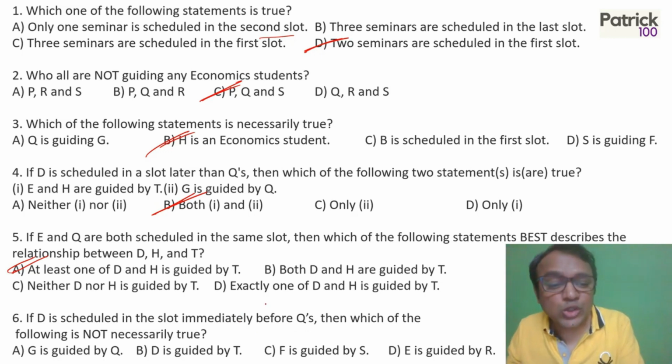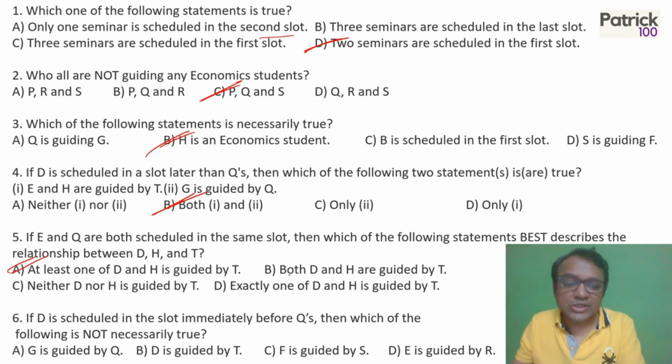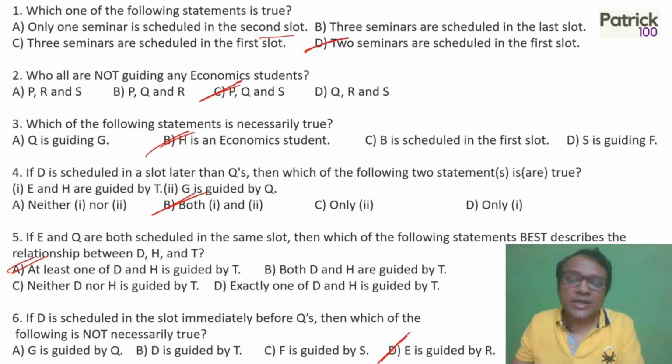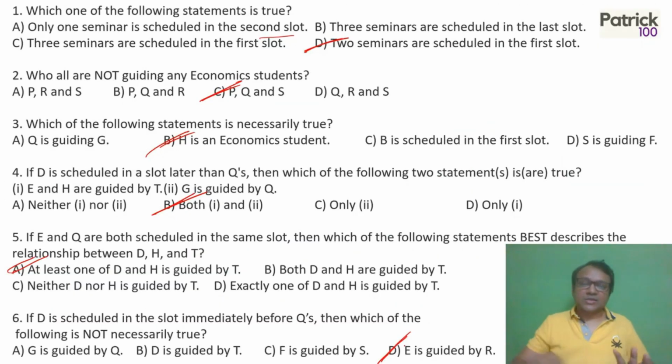Then which of the following is not true? So G is guided by Q. Yes, that is true. D is guided by T. So if you look at it, D is guided by T, that also is true. F is guided by S. So S has to come here. So F is guided by S. Yes, that also is true. E is guided by R. Not necessarily. E can be either T or R. Both cases possible. So D is not necessarily true. So that's how you get the answer.